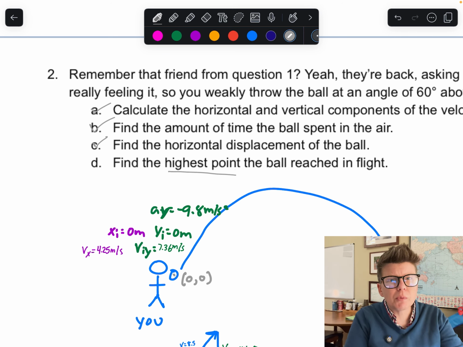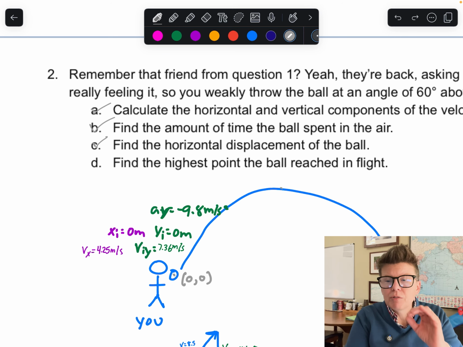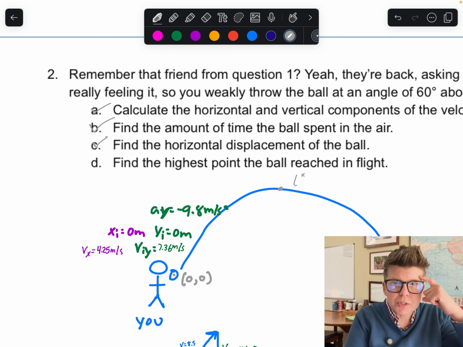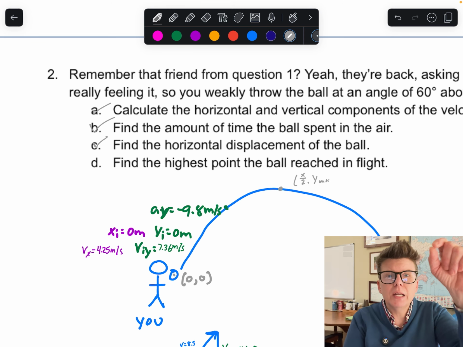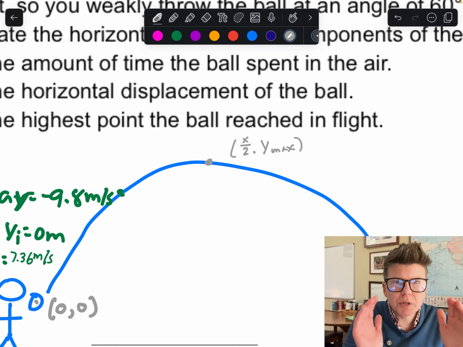It feels like you're on a roll. That's pretty common. The hardest part in these problems is always setting them up. Find the highest point the ball reached in flight. All right, you've got to use your noodle on this one. Highest point, go back to your drawing. Put a dot at the highest point that the ball will reach. Label that. What are the coordinates of that point?